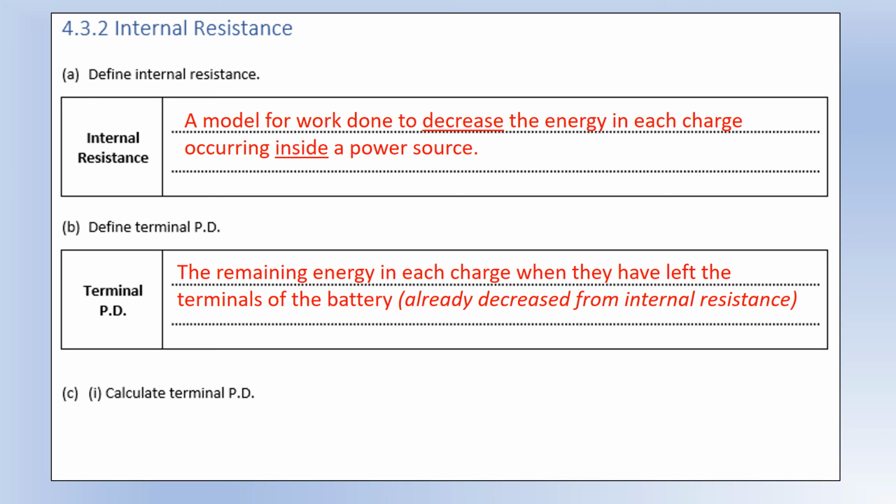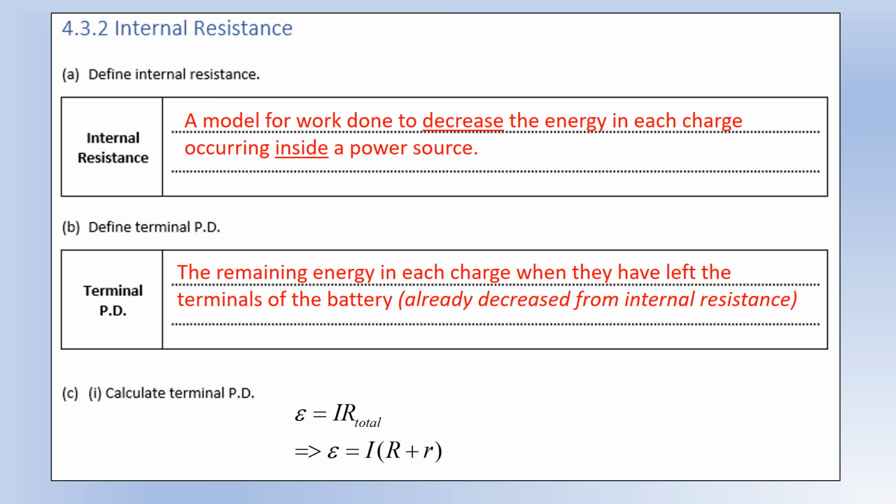So essentially, terminal PD is the remaining energy in each charge once they have left the terminals of the battery, so it's already been slightly decreased by the internal resistance. And we can essentially get expressions for it.